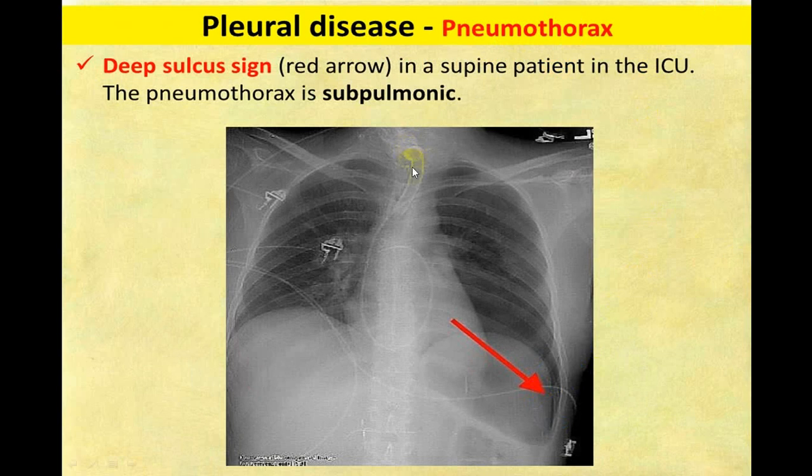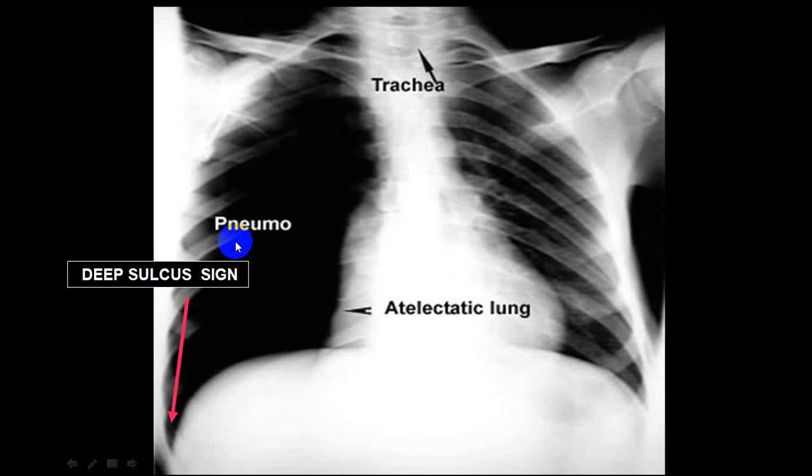There is a tracheostomy tube also seen here. And these are the wires, different wires which are there. So these are electrode wires. You can see a deep sulcus sign clearly. And this is a collapsed part of the lung. Here you can see little vascular marking. And trachea is a little towards the left side. Mediastinum is shifted towards the left side.